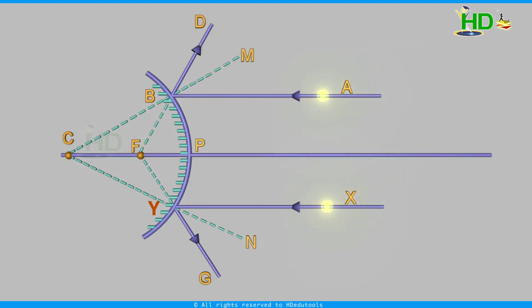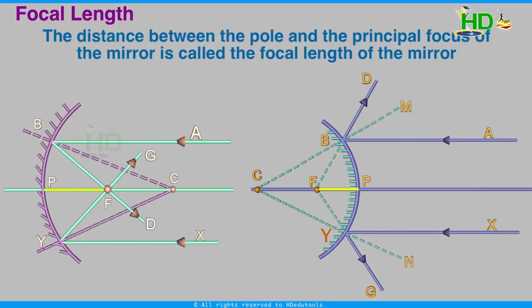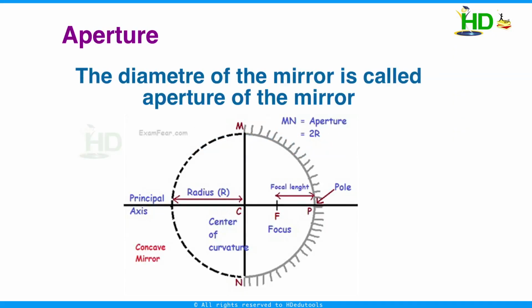That means the incident rays close to and parallel to the principal axis, after reflection, appear to diverge from a fixed point on the principal axis in the case of a convex mirror, and this fixed point is known as the principal focus. Simply, the principal focus is a point on the principal axis where the rays from infinity meet after reflection. Focal length: it is the distance between the pole and the principal focus. The distance between these two points is known as the focal length, and it is denoted by F. Aperture: the diameter of the mirror is called the aperture of the mirror.